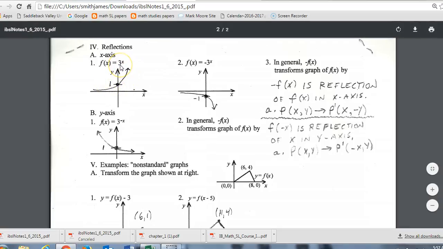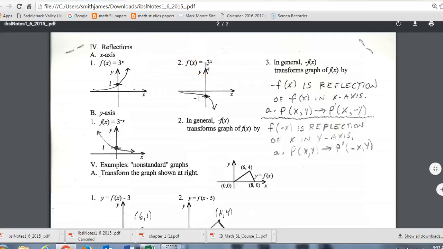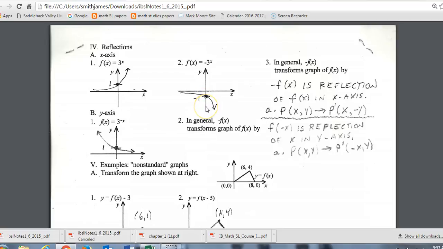But if I were to multiply this base times a negative, so now it's negative 3 to the x, we get a reflection. Keep in mind, same as true with these, if it is not attached to x, it's going to affect your graph up and down. So with this base of 3, if I multiply the 3 by a negative 1, then it's going to affect my graph up and down. But if I attach the negative to my x, like you see here, well now this is going to affect my graph left and right because it's attached to x.